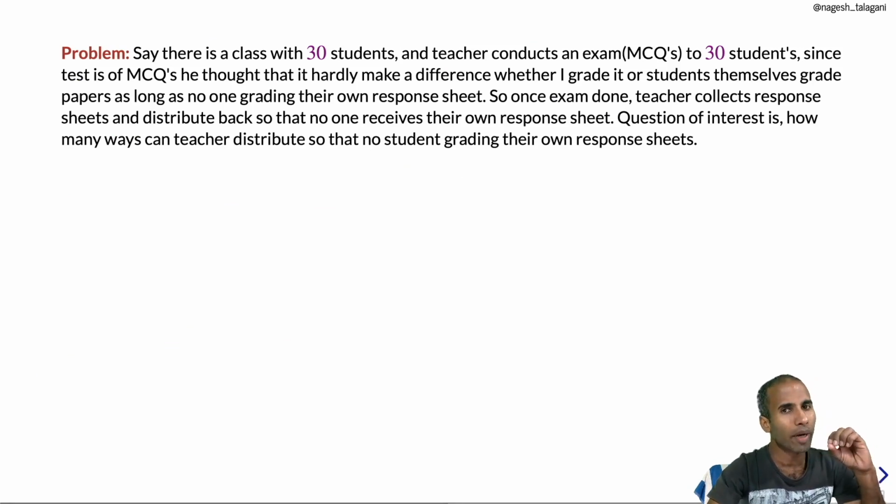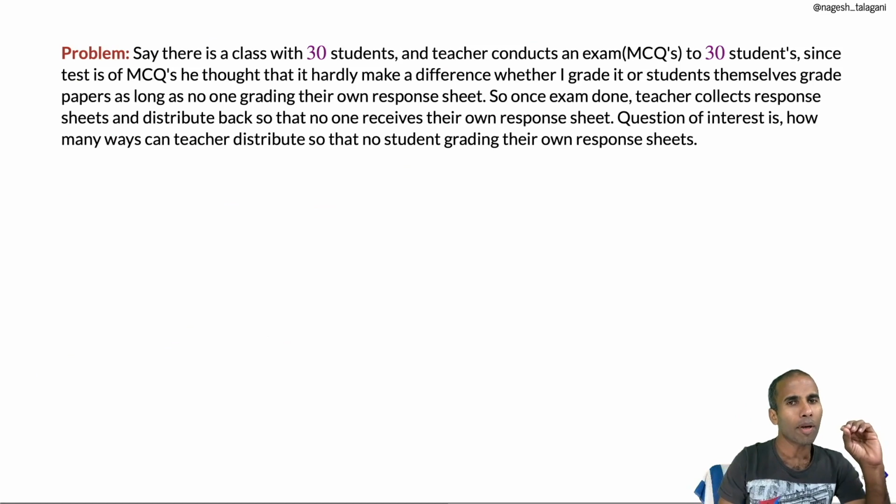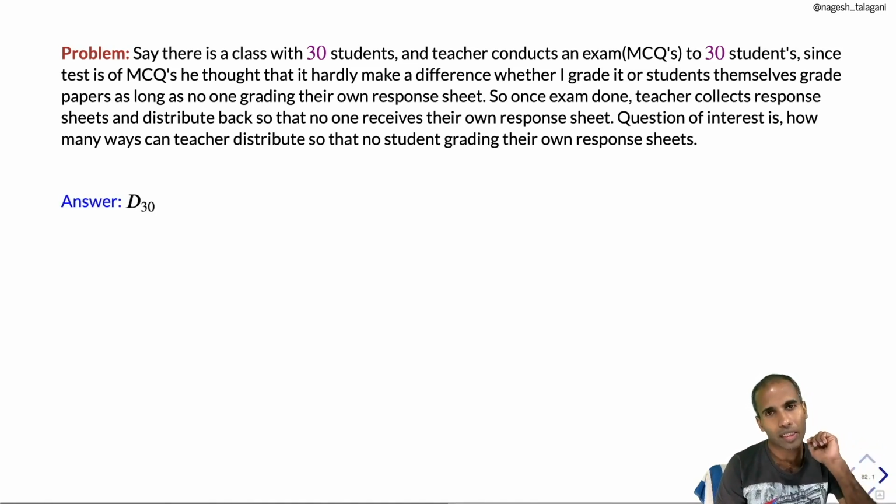Now let's get back to the problem. The number of ways the teacher can distribute these 30 response sheets so that no student receives their own response sheet is equal to D30. So the answer is D30.